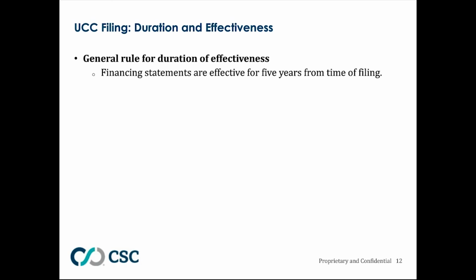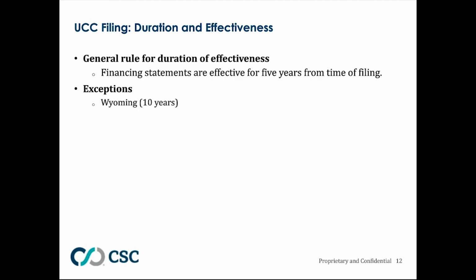The final preliminary concept I want to cover today has to do with the duration and effectiveness of filed records. The general rule under Article 9 is that a financing statement is effective for 5 years from the date of filing. There are some exceptions to that. In Wyoming, they enacted a law a few years ago that extended the duration and effectiveness of UCC records out to 10 years for the general rule.